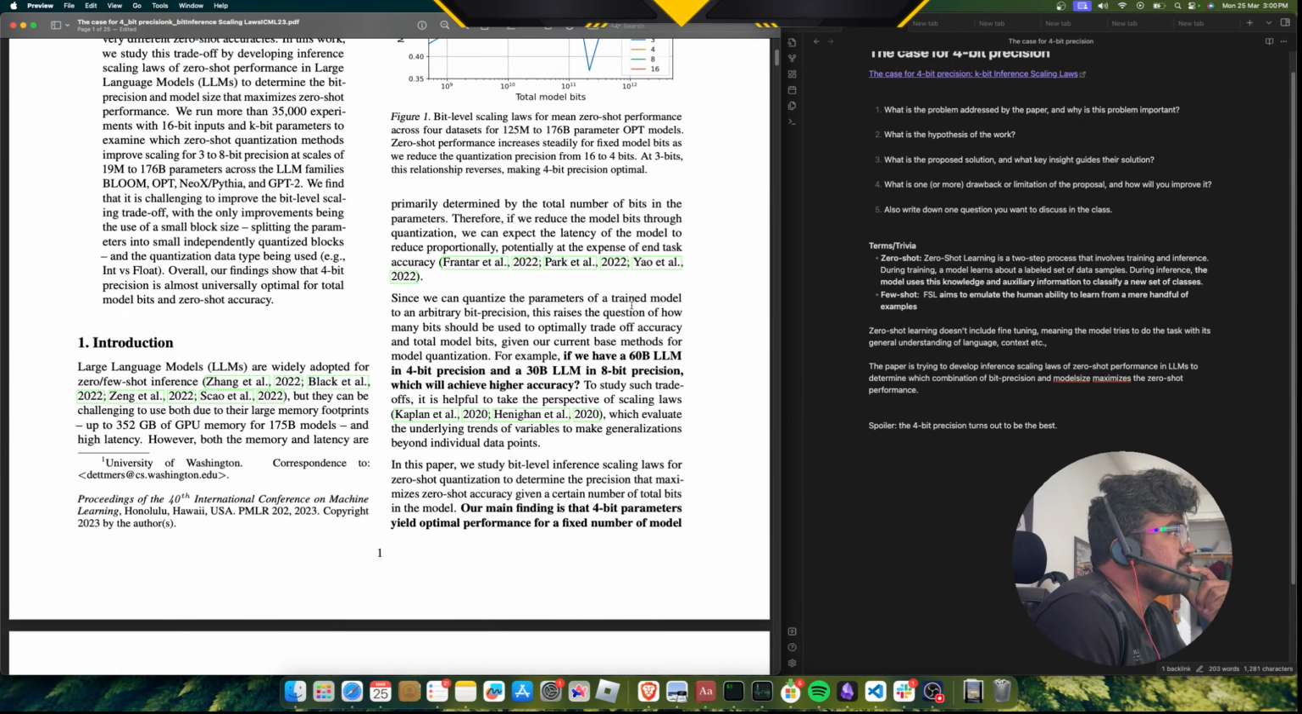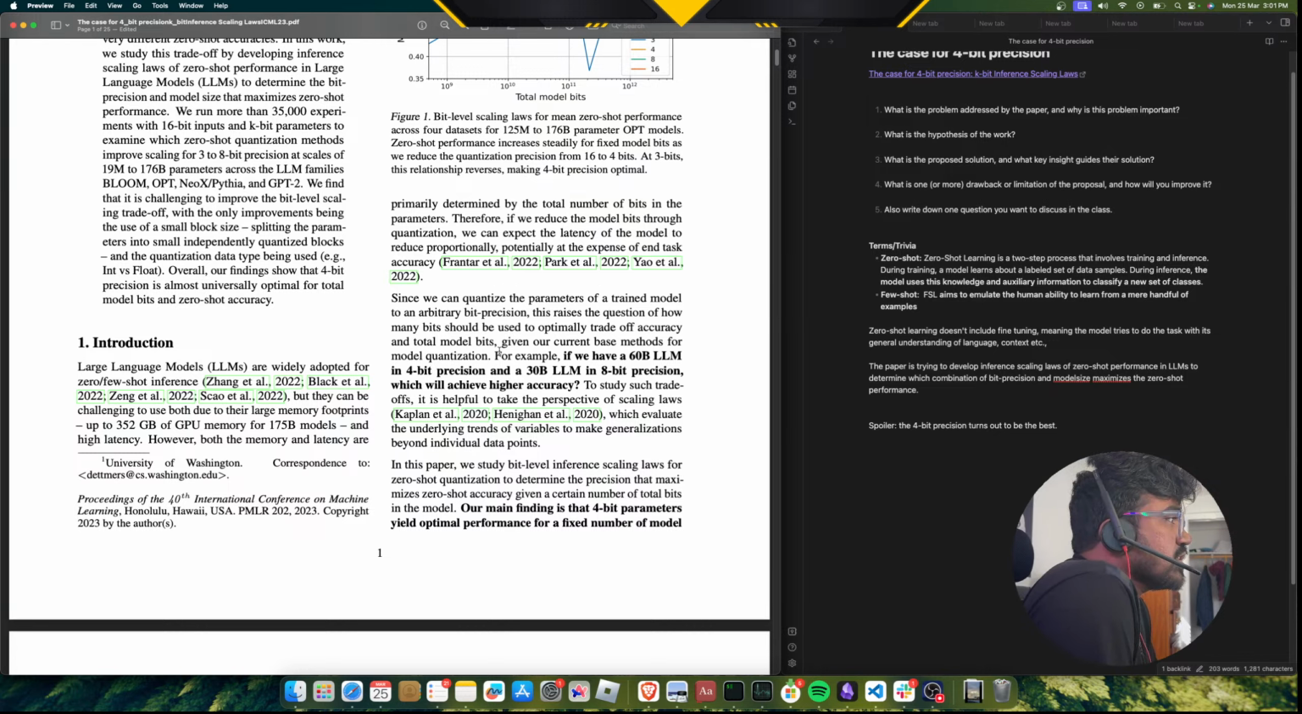Since we can quantize the parameters of a trained model to an arbitrary bit precision, this raises the question of how many bits should be used to optimally trade off accuracy and the total model bits, given our current base methods for model quantization. So they're not giving any better quantization methods, but they are trying to see what bit precision is optimal. For example, if we have a 60 billion LLM in 4-bit precision and a 30 billion LLM in 8-bit precision, which will achieve a higher accuracy?